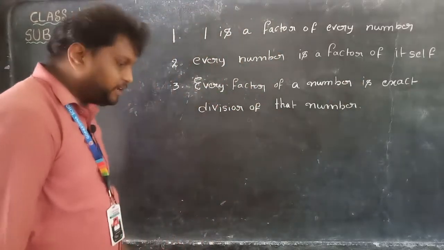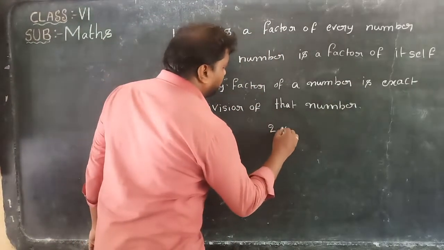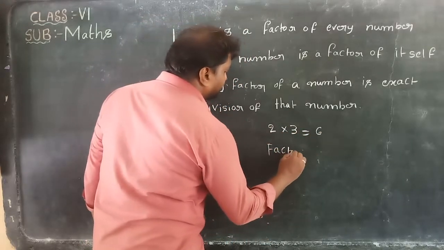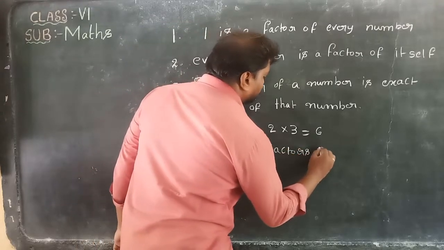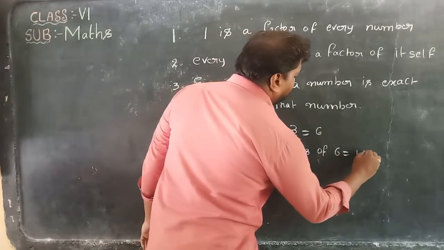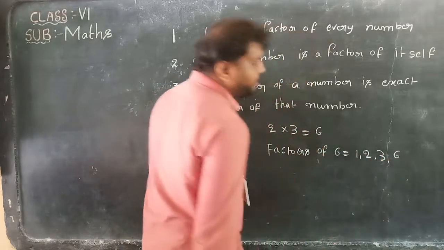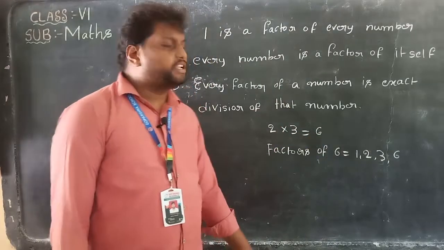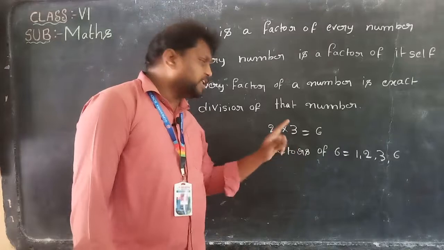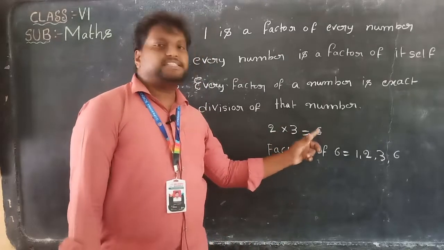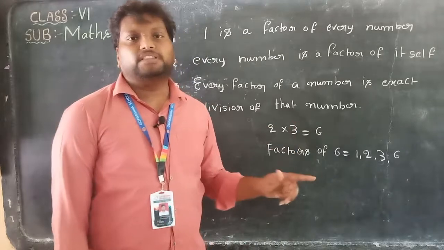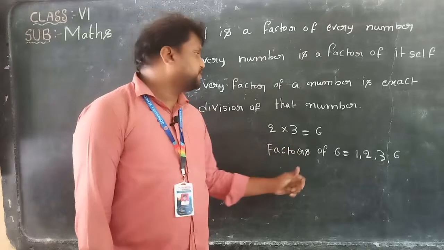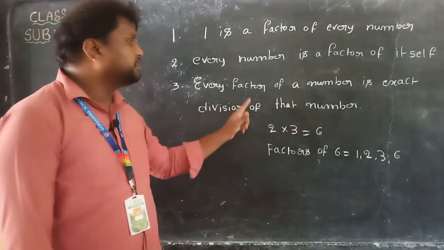For example, take 2 into 3 is equal to 6. The factors of 6 are 1, 2, 3, 6. Already we know 2 into 3, I am taking just one factor. Here 2 is one of the factors, 3 is also one of the factors. Then 6 is divisible by these factors without remainder, exactly divisible by these numbers. That's why every factor of a number is an exact divisor of that number.